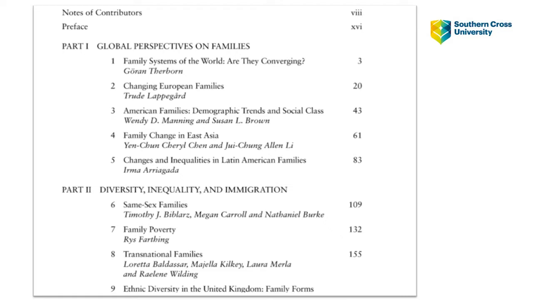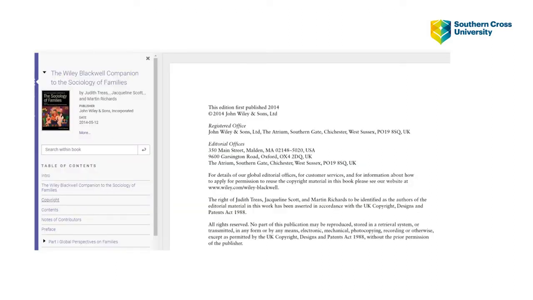The first thing needed is the chapter author names, which as you can see are Wendy D. Manning and Susan L. Brown. We also have the title of the chapter, American Families, Demographic Trends and Social Class. More information can be found on the copyright page of both books and ebooks. For example, here we have the year of publication, 2014, the names of the editors, J. Trias, J. L. Scott and M. Richards, the title of the whole book, The Wiley-Blackwell Companion to the Sociology of Families, the publisher name, John Wiley and Sons, and the publisher location, Chichester.